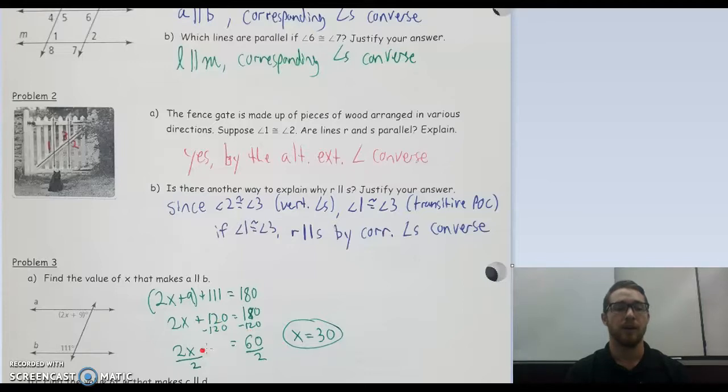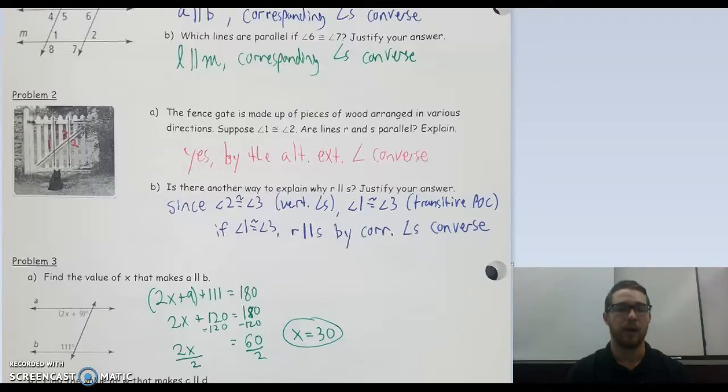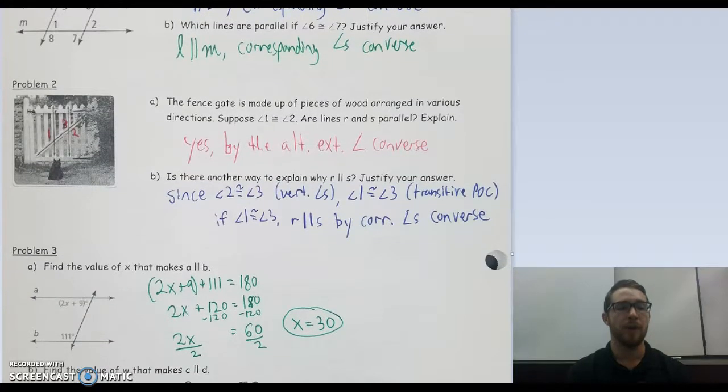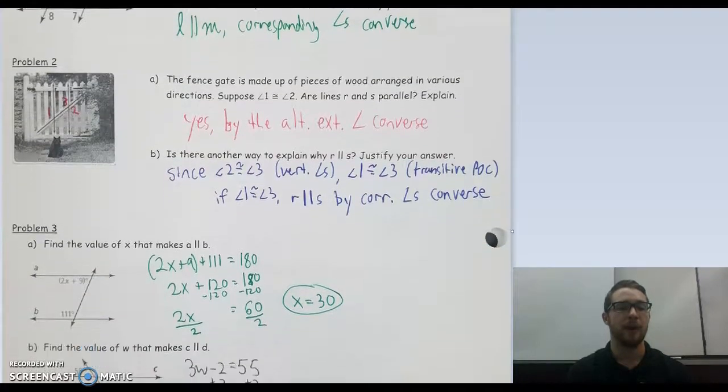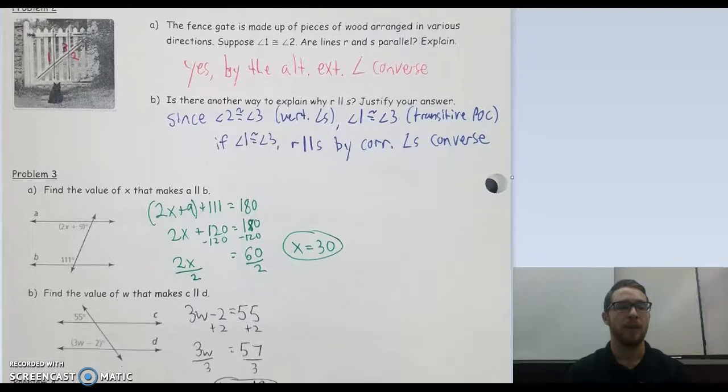Subtract 120 from both sides, and then divide by 2, and it looks like x would have to be 30. So along those same lines with that next practice question, and again, try to go through that before we get to it. If I want to find the value of w that makes c and d parallel, that means this time they're not going to be supplementary, because this time it looks instead like they're corresponding angles.